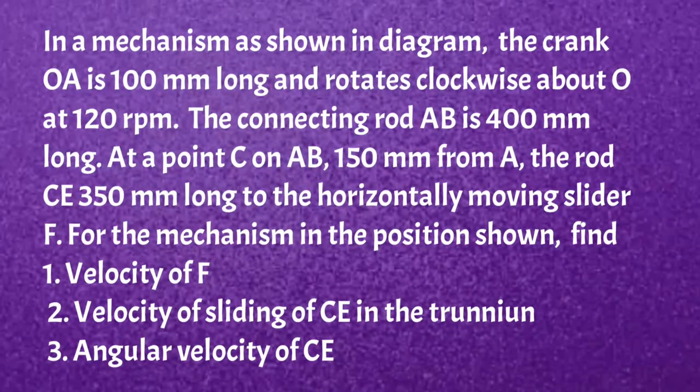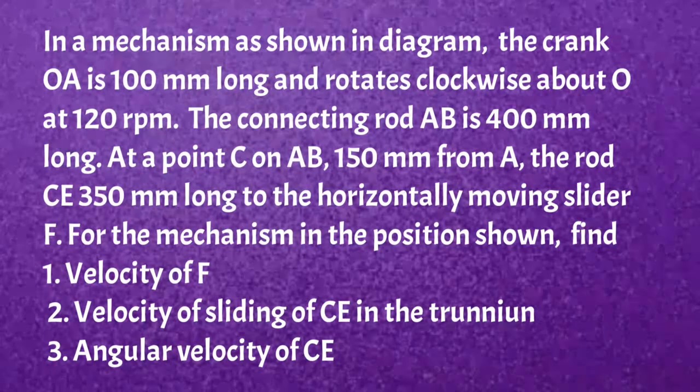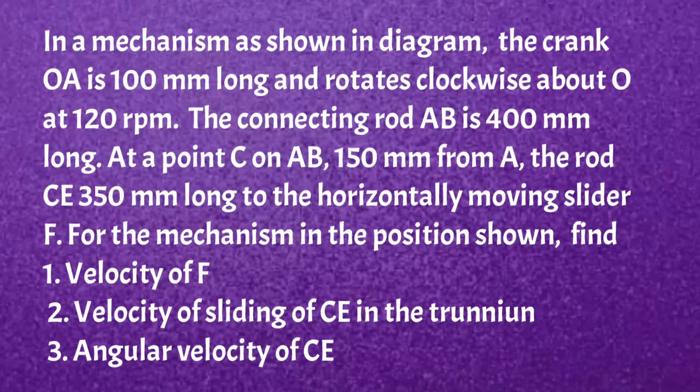In a mechanism shown in the diagram, the crank OA is 100 mm long and rotates clockwise about O at 120 rpm. The connecting rod AB is 400 mm long. At point C on AB, 150 mm from A, the rod CE, 350 mm long, is attached. The rod CE slides in a slot and a trunnion at D. The end E is connected by link EF, 300 mm long, to the horizontally moving slider F. For the mechanism in the position shown, find the velocity of F, the velocity of sliding of CE in the trunnion, and the angular velocity of CE. So this was the given question.